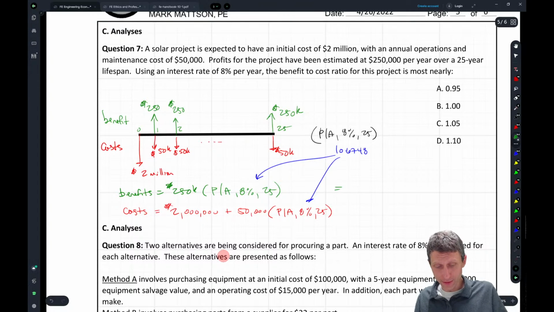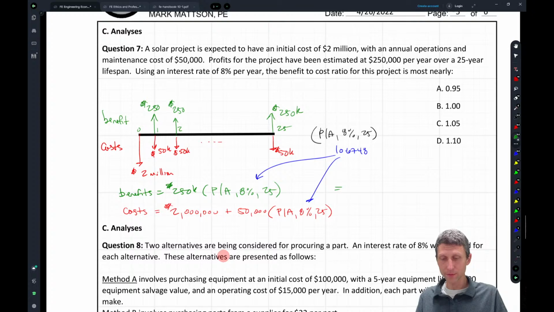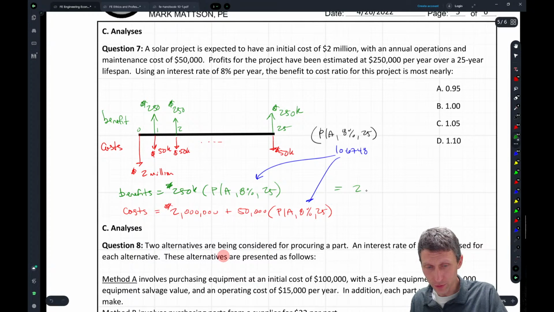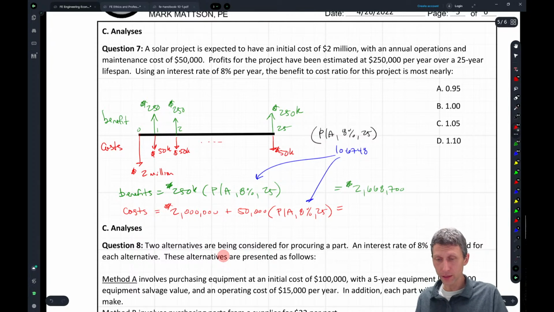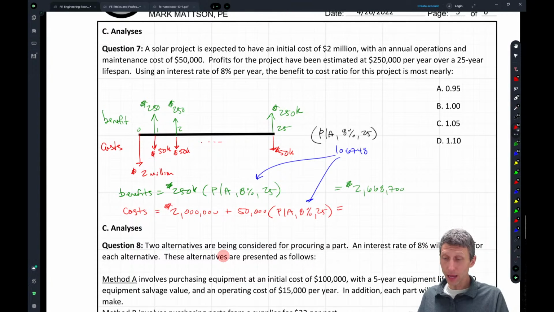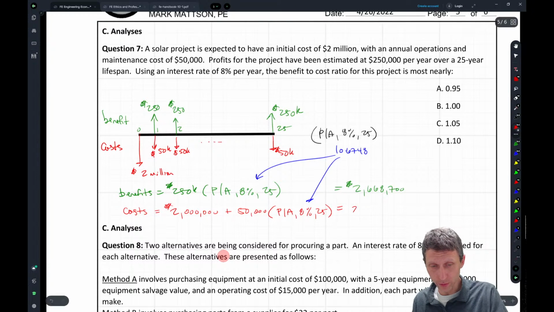So for the benefits, I'm going to get $250,000 times 10.6748, and I get a total benefit of $2,668,700. And my total costs are going to be $2 million plus $50,000 times that 10.6748, so my total costs are going to be $2,533,740. Essentially all that we're doing here is our benefit to cost ratio, right?